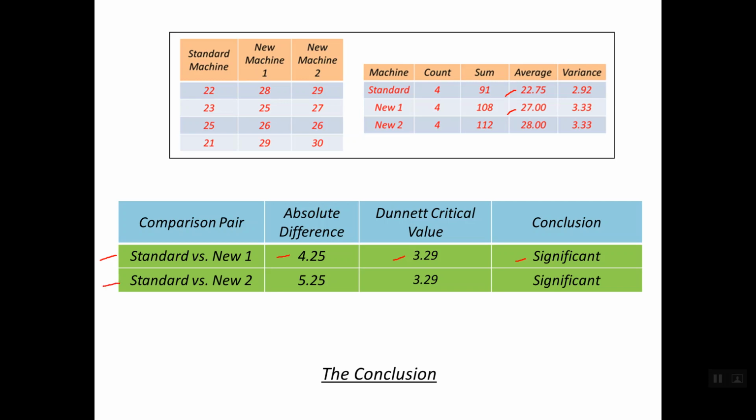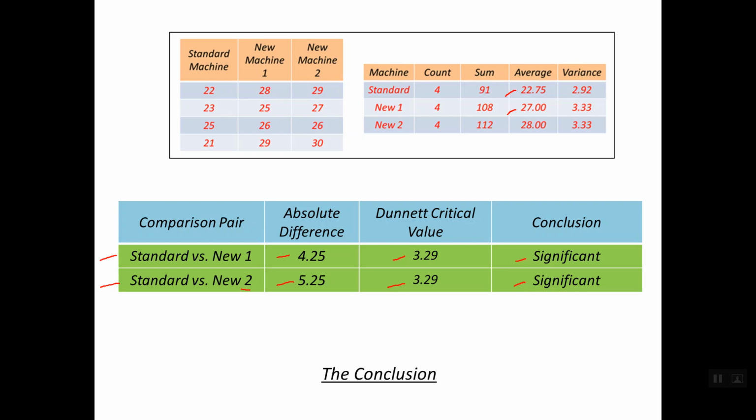Regarding the second comparison, or second pair, between the standard and the new machine number 2, the absolute difference in the two means is 5.25. Again, it is greater than the calculated value for the Dunnett, which is 3.29. Again, we have a significant difference between the mean for the standard machine and the new machine 2, which means again we reject the null hypothesis and accept the alternative one. So the two means are not the same.